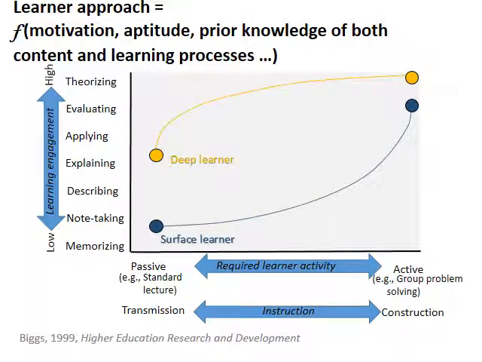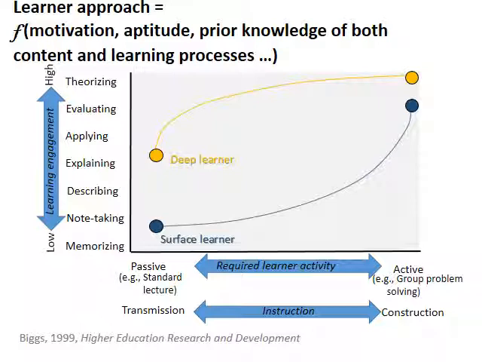The distinction between a deep learner and a surface learner, that learning approach, is a function of a number of things, such as motivation, aptitude, and prior knowledge of both the content and how learning takes place. And motivation, which is that first item there in the function, is going to be our topic next week. And in many cases, at least among university faculty, the issue of learner approach is sometimes simply a matter of blaming it on whether or not the student is a good student. But other factors may be at play.